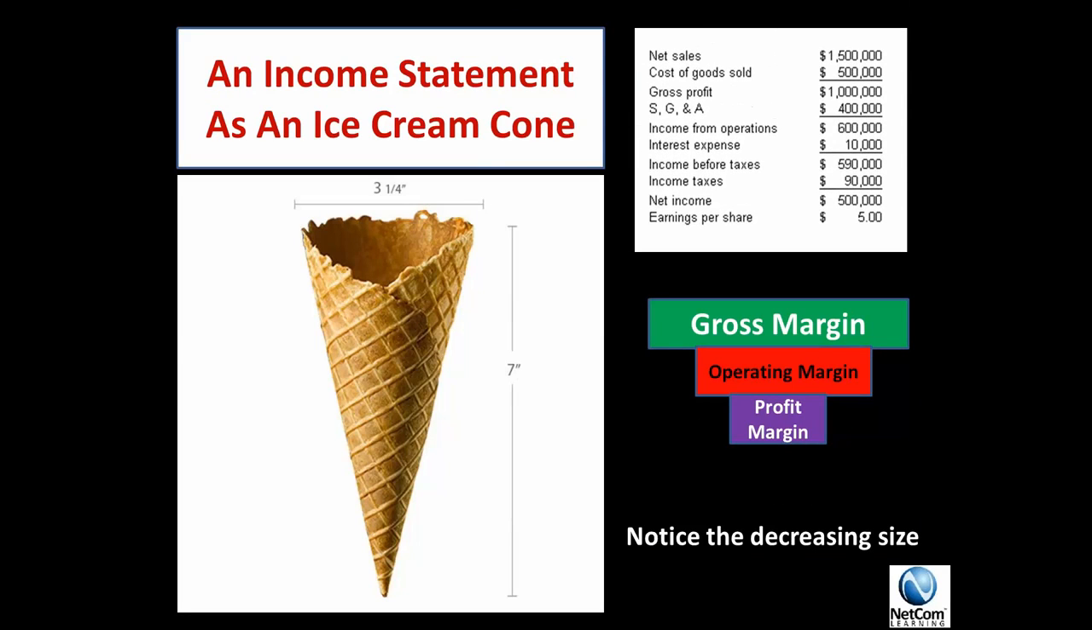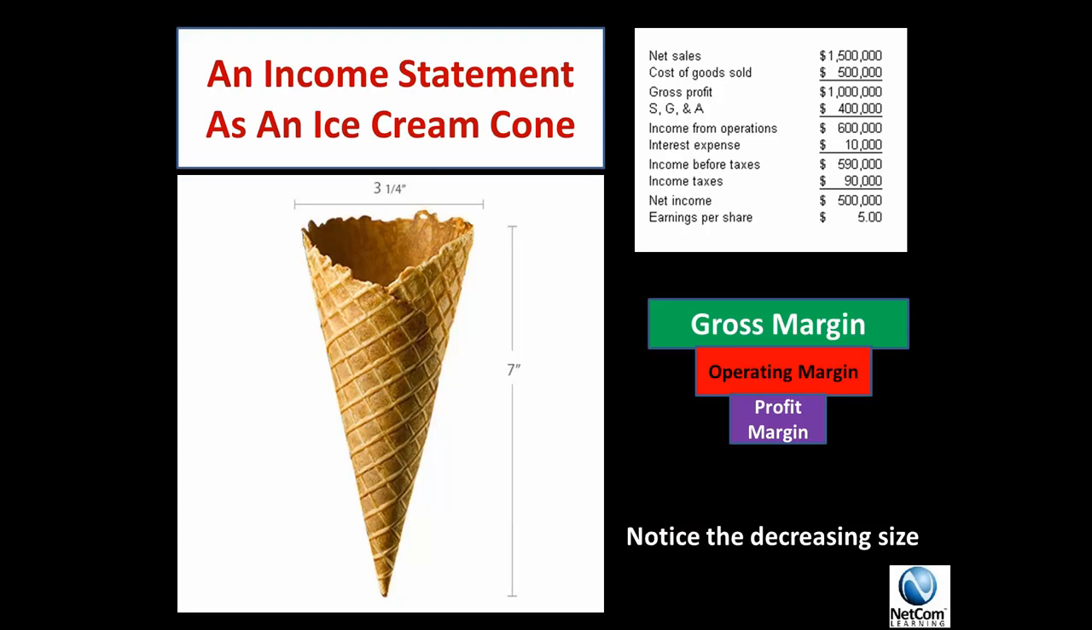Now again, continuing with our analogy that an income statement is like an ice cream cone, we talked about how the revenue number constantly narrows until we get to the bottom line. Well, analogous to that, we could imagine that the gross margin, the operating margin, the profit margin will always, as a percentage, decrease in size.